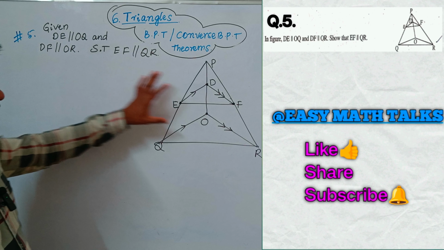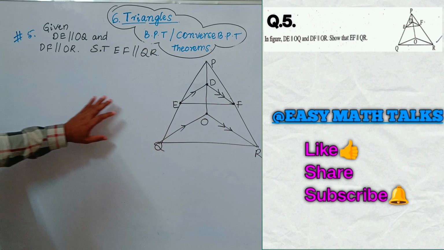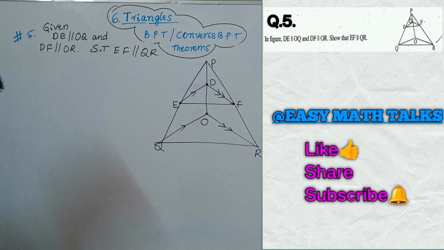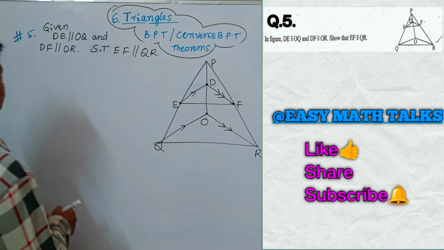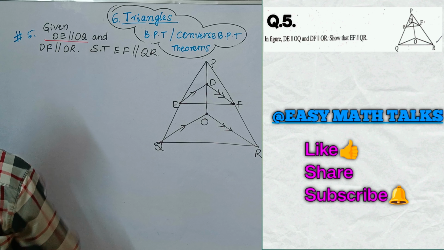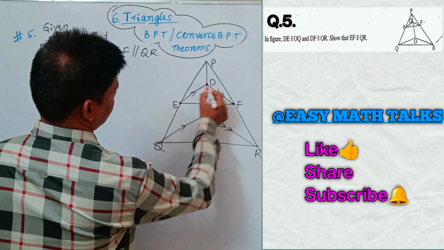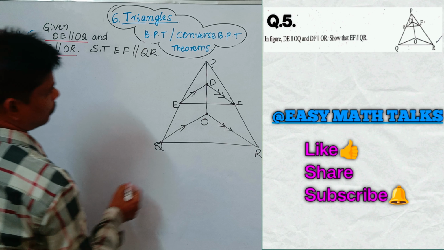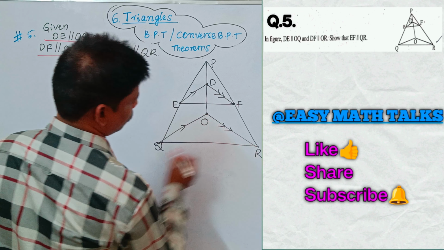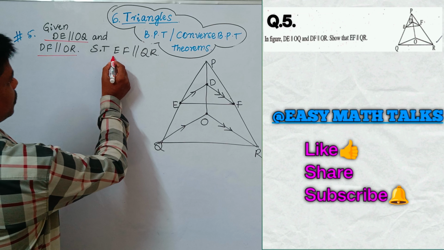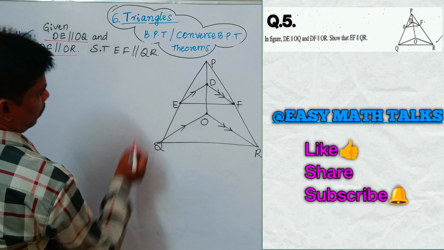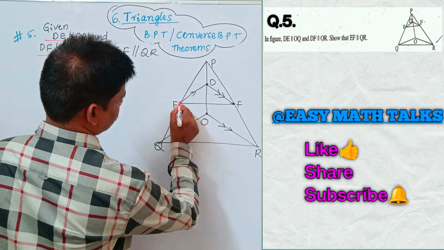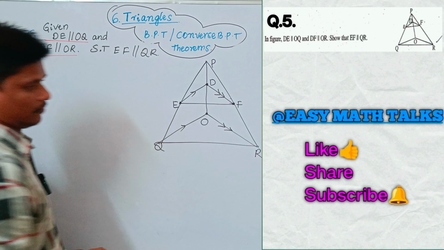One figure is given, an adjacent figure. Here some statements are given. DE is parallel to OQ and DF is parallel to OR. You have to prove that EF is parallel to QR.